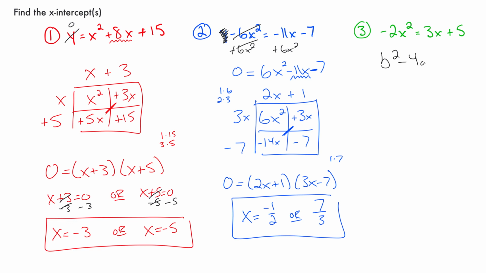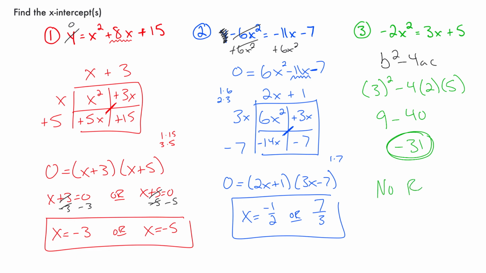B squared minus 4ac. So that would be 3 squared minus 4 times my a value, which is going to be 2, times c, which is 5. That means 9 minus 40. It's negative 31. That means we have two complex solutions, two imaginary solutions. But for us, that means it's not factorable. But in this case, it means no real solutions.